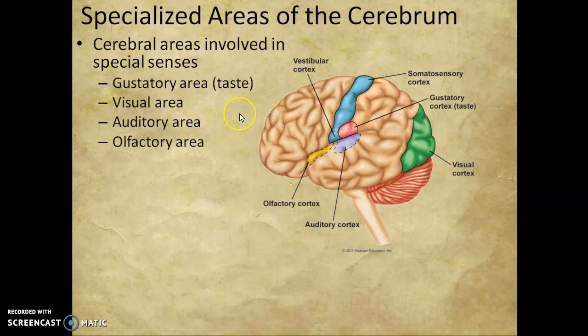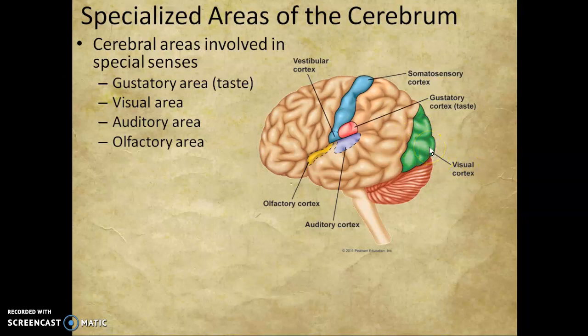Okay. Your visual area is a little bit different. Your visual area, so your eyes are over here. They're going to go through the optic canal along the top of the brainstem, right along the base of the skull, and your ability to see things is going to be interpreted back here in your occipital lobe or your visual cortex.